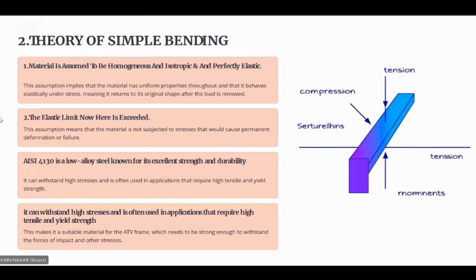AISI 4130 is a low alloy steel known for its excellent strength and durability, where, as we discussed earlier, it can withstand high stresses and is often used in applications that require high tensile strength and yield strength, where the impact force is much higher than the threshold.